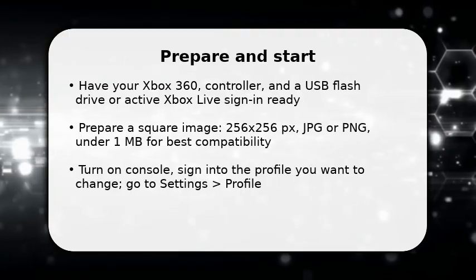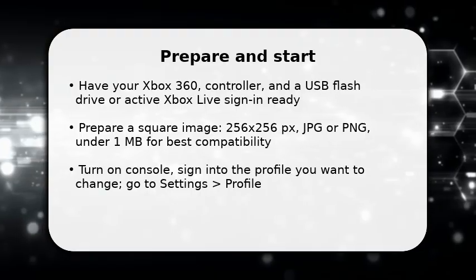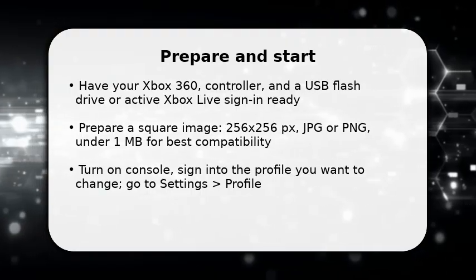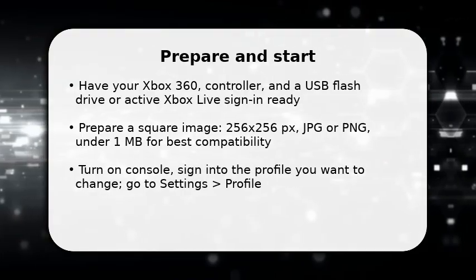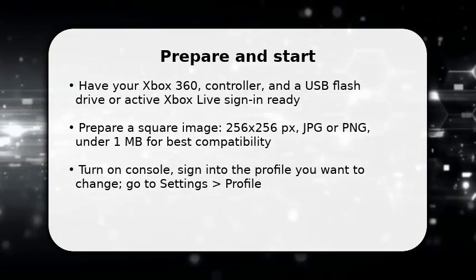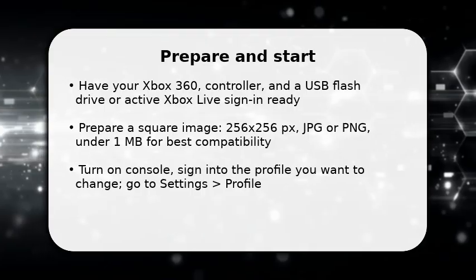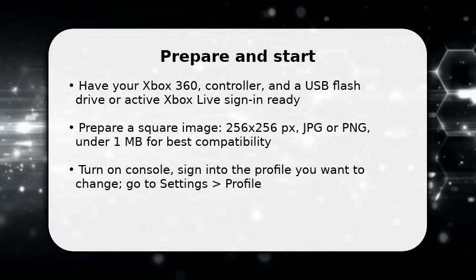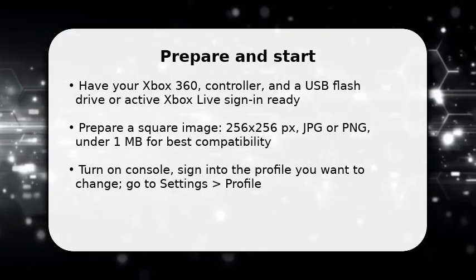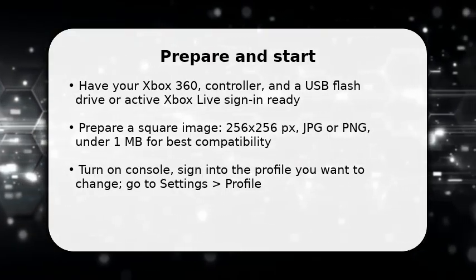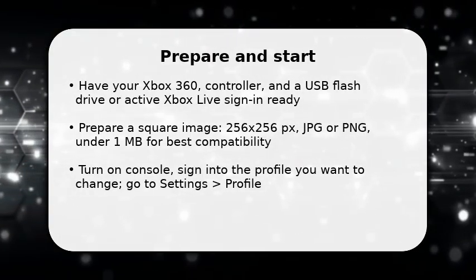You begin by preparing essentials: your console, controller, and either a USB flash drive or an active Xbox Live account. Once done, get a square image, 256 by 256 pixels, JPG or PNG, and under 1 MB, because the system expects small, square files. Now sign into the profile you will change and open Settings, then Profile.